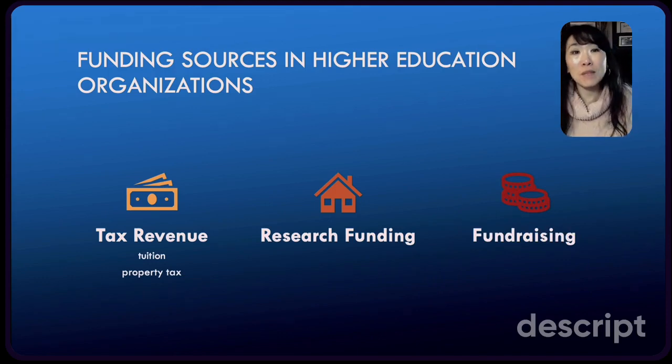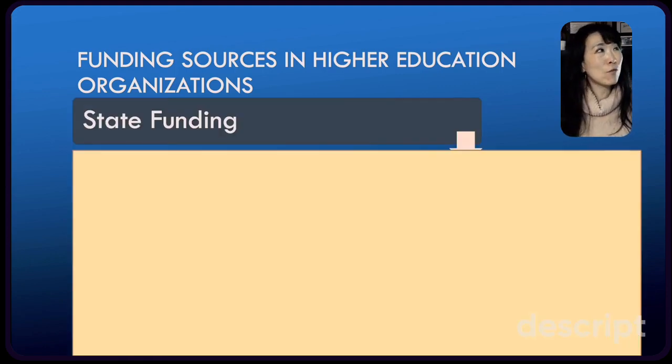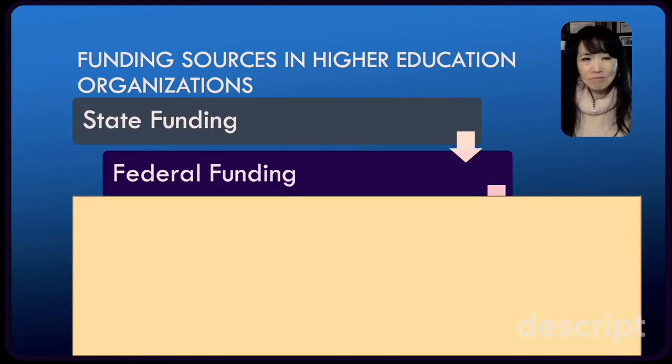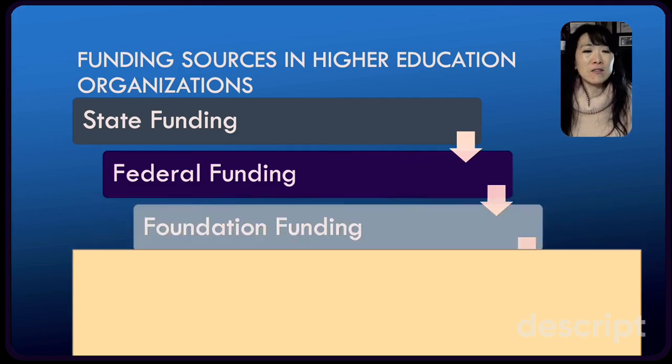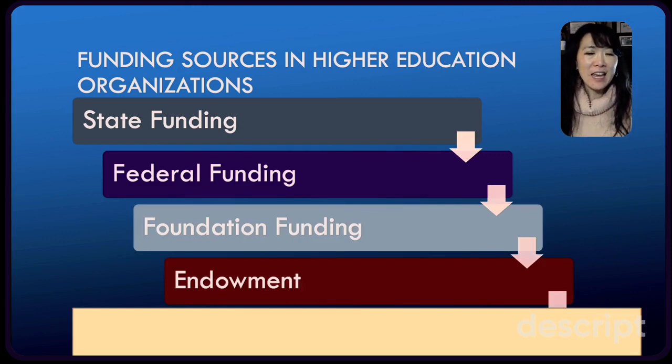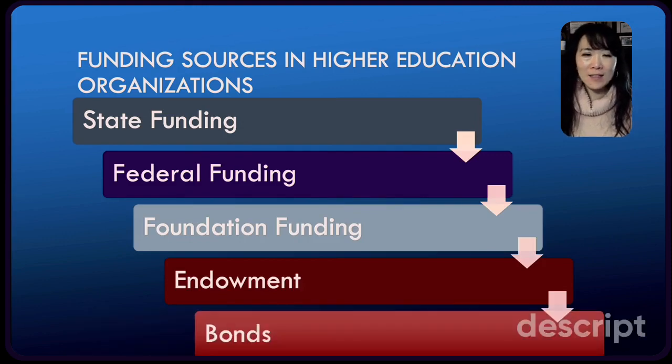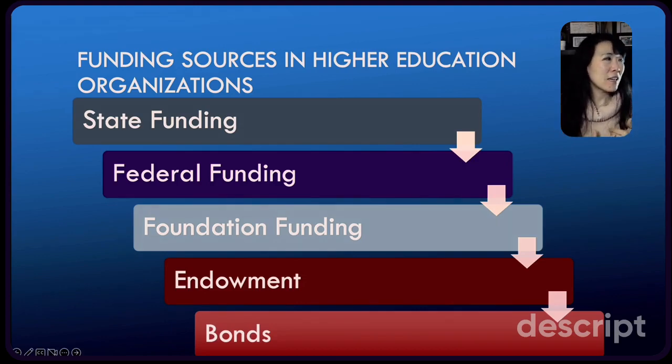So what do they all mean? So let me break that down for you. There's state funding, federal funding. There's also foundation funding that you probably heard of, endowments, as well as bonds. So we actually diversify all our assets and also income streams to ensure that we have enough funding for both operation as well as reserves to ensure that we are able to function.